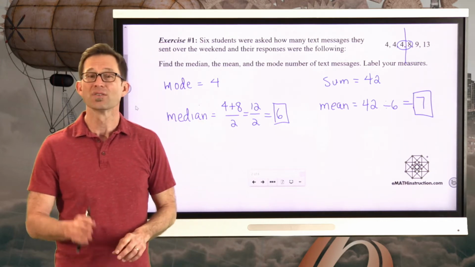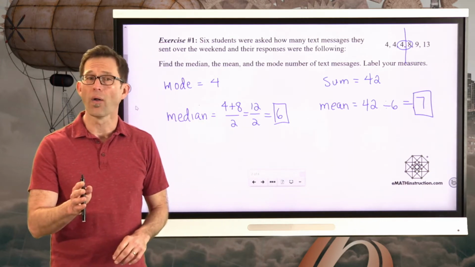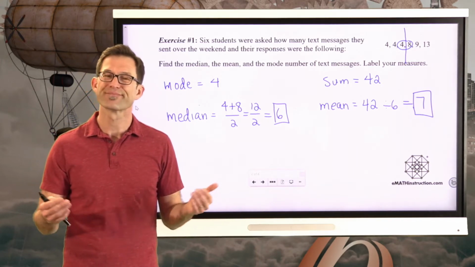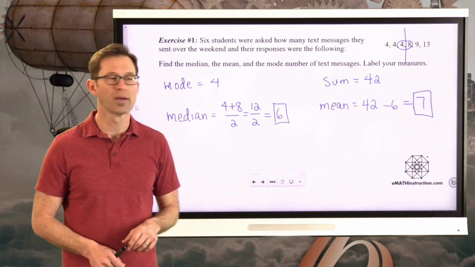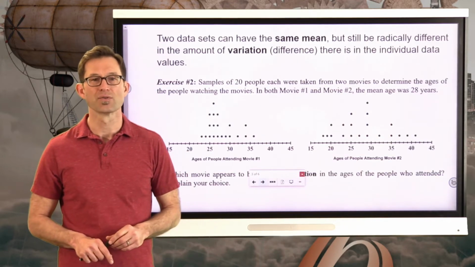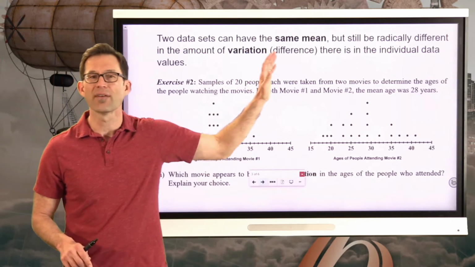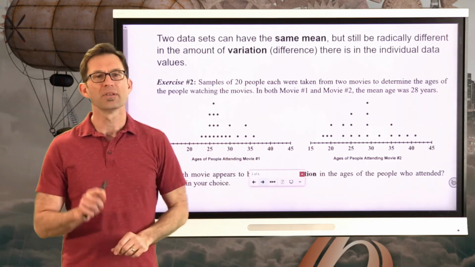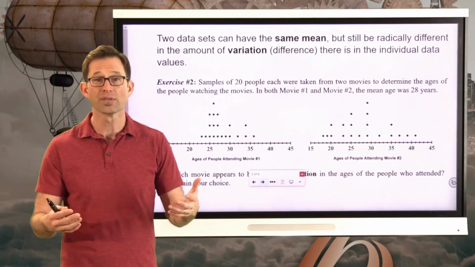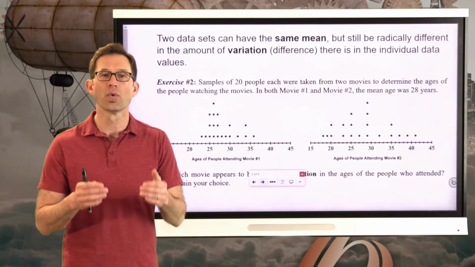Okay? So that's all good and well, but the middle number, the measure of the center, isn't always what it's cracked up to be. And let's talk about that in the next exercise. So two data sets can have exactly the same mean, but still be radically different in how much variation, difference, there is in individual data values.